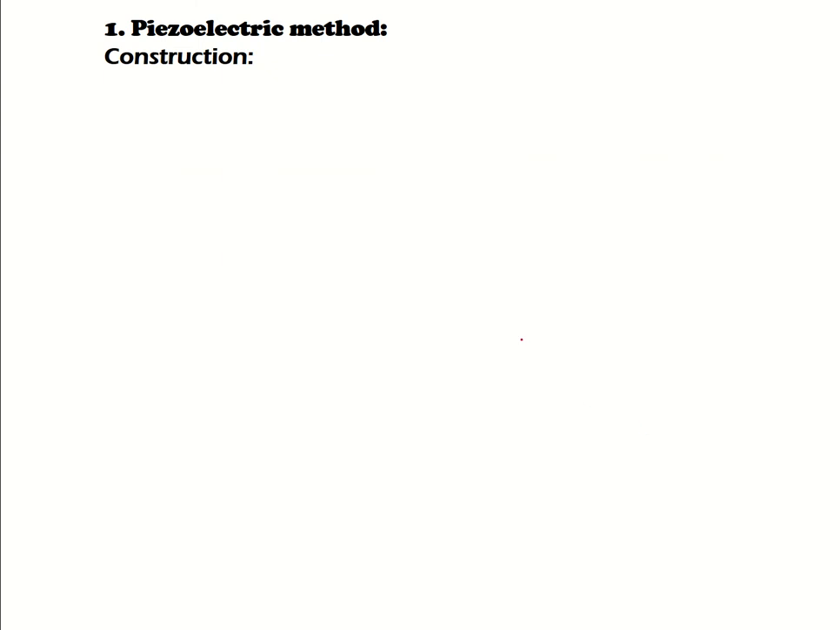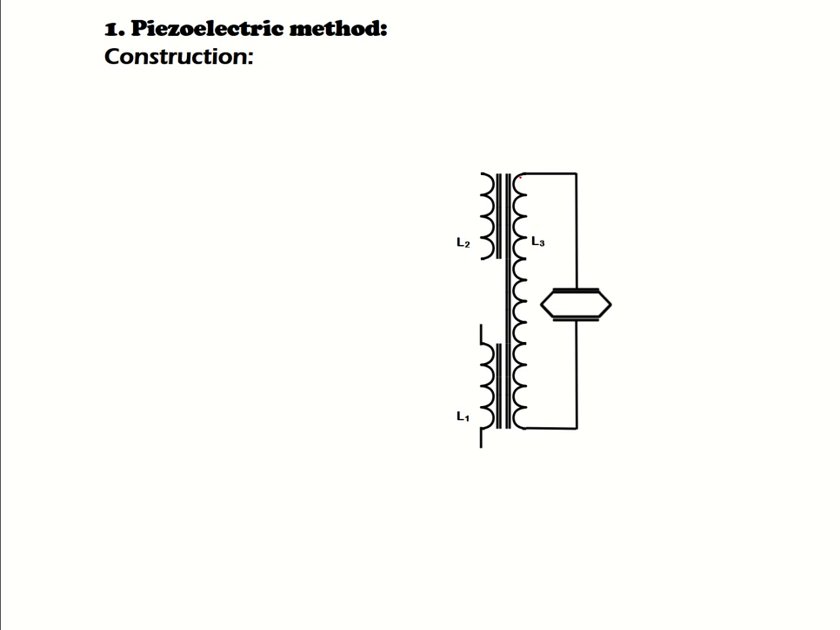Now let us see the construction of the piezoelectric device. Here, a piezoelectric crystal is connected to the secondary coil of a transformer L3, which has two primary coils, say L1 and L2. So this is a special transformer which has two primary coils and one secondary coil, and the crystal is connected to the secondary coil. Now the L1 coil is connected in parallel to a variable capacitor to form a tank circuit.